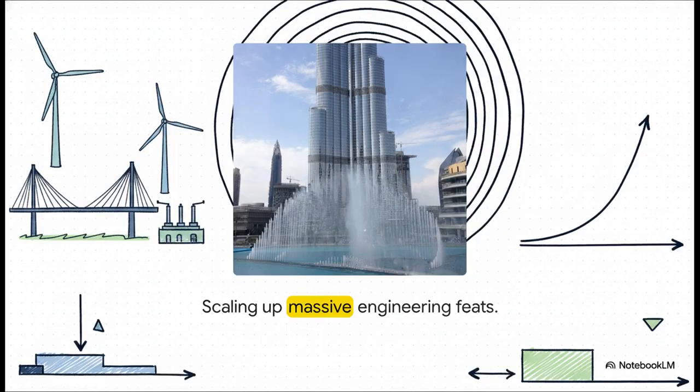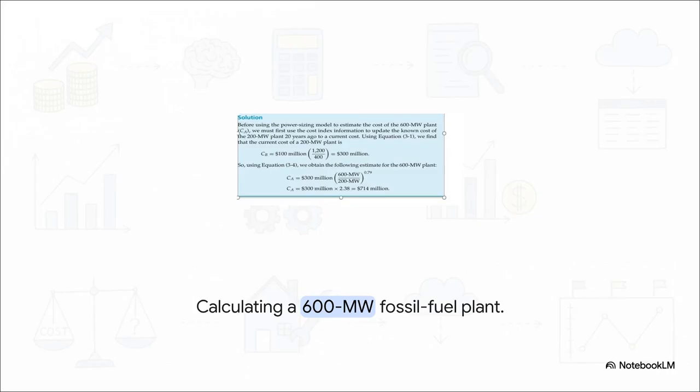The really crazy part is realizing that this exact same mathematical logic scales up to some of the largest structures on Earth. When predicting costs for colossal infrastructure like a skyscraper or a massive energy facility, the stakes are astronomical, but the power sizing model remains the key. You're taking a known historical reality and mathematically bending it to fit a larger, much more ambitious future. Check out this incredible example of scaling up a power plant.